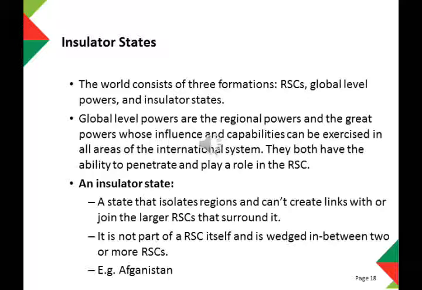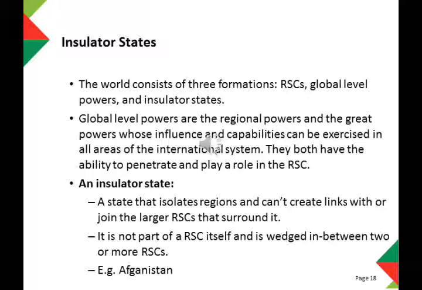So now the security concerns prevailing either in the Middle East or in South Asia do not concern Afghanistan, because Afghanistan is not part of either the Middle East or South Asia as a regional security complex.